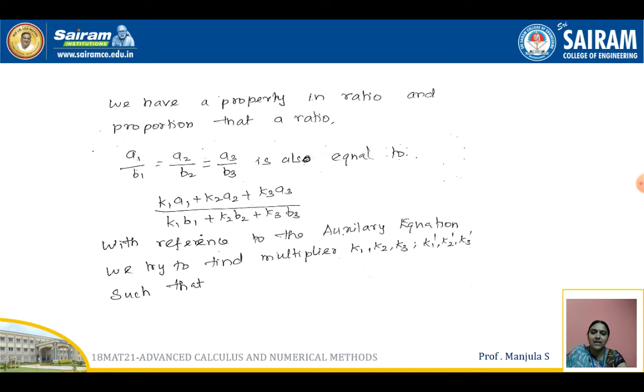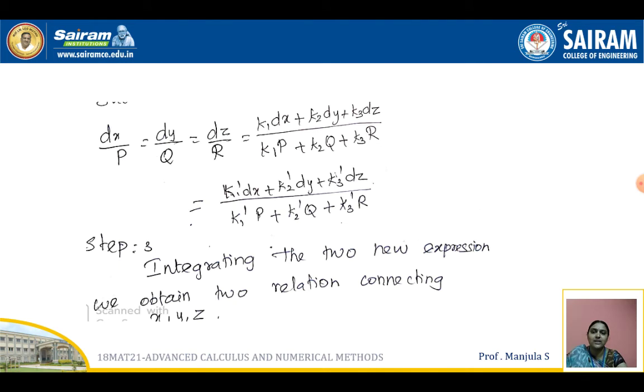With reference to the auxiliary equation, we try to find multipliers like k1, k2, k3 and k1 dash, k2 dash, k3 dash, such that we can write dx by P equals dy by Q equals dz by R equals, with the first set of multipliers, k1 dx plus k2 dy plus k3 dz divided by k1 P plus k2 Q plus k3 R. Similarly, it equals, with one more set of multipliers, k1 dash dx plus k2 dash dy plus k3 dash dz divided by k1 dash P plus k2 dash Q plus k3 dash R.